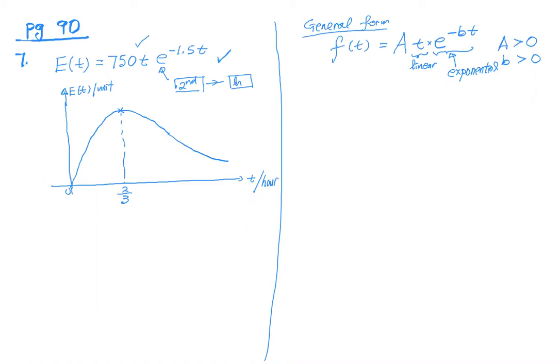Are you done? Can you tell me the coordinate of this point? X equals to 0.666666. Y equals to 183.94, basically 183.94.